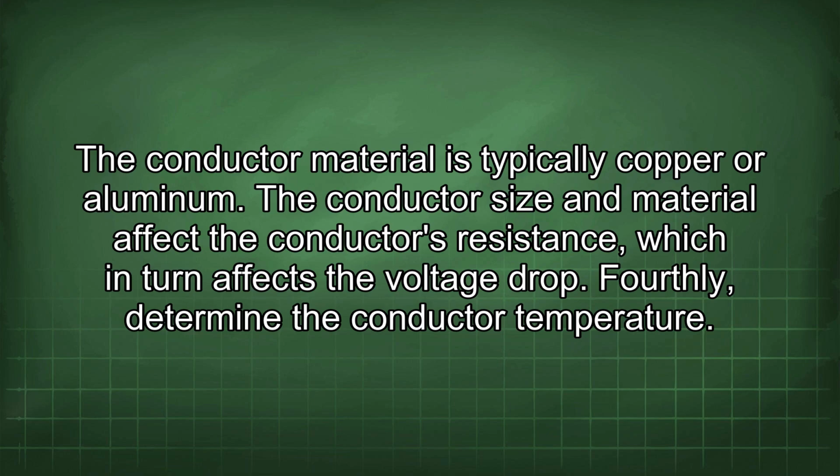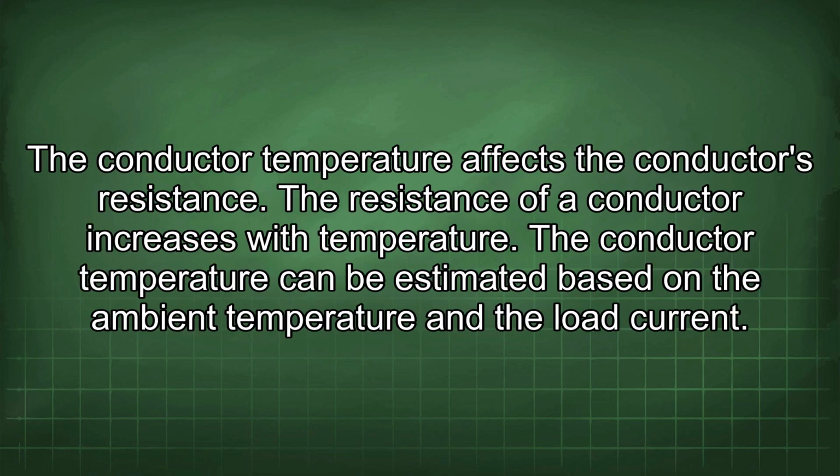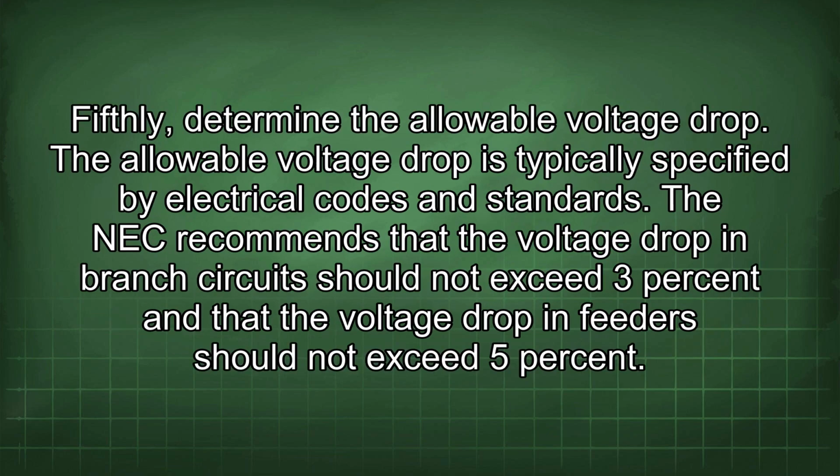Fourthly, determine the conductor temperature. The conductor temperature affects the conductor's resistance. The resistance of a conductor increases with temperature. The conductor temperature can be estimated based on the ambient temperature and the load current. Fifthly, determine the allowable voltage drop. The allowable voltage drop is typically specified by electrical codes and standards. The NEC recommends that the voltage drop in branch circuits should not exceed 3% and that the voltage drop in feeders should not exceed 5%.